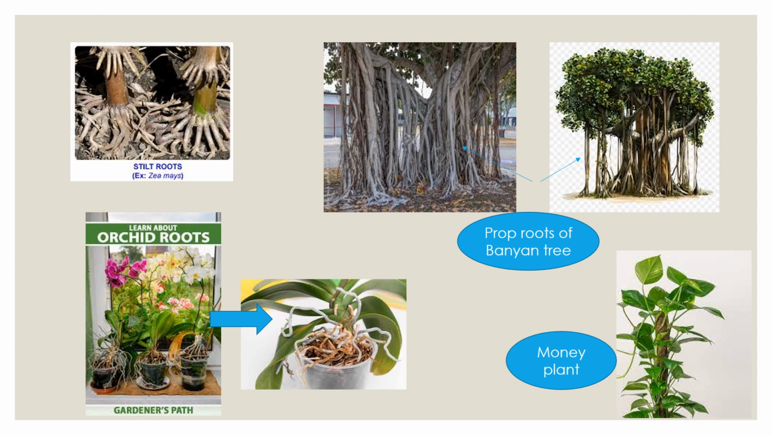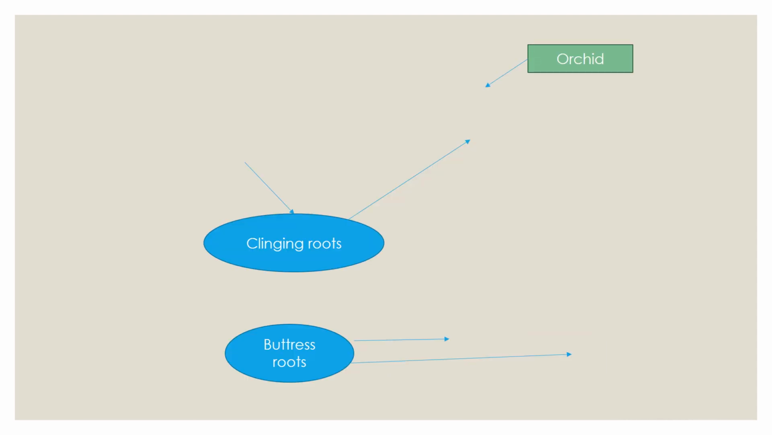Okay, and on your left hand there are orchid roots, which are climbing roots, also helping the plant to climb up. But the difference between the two is that climbing roots are usually green in color. Okay, the climbing roots, as in the money plant, are usually green.